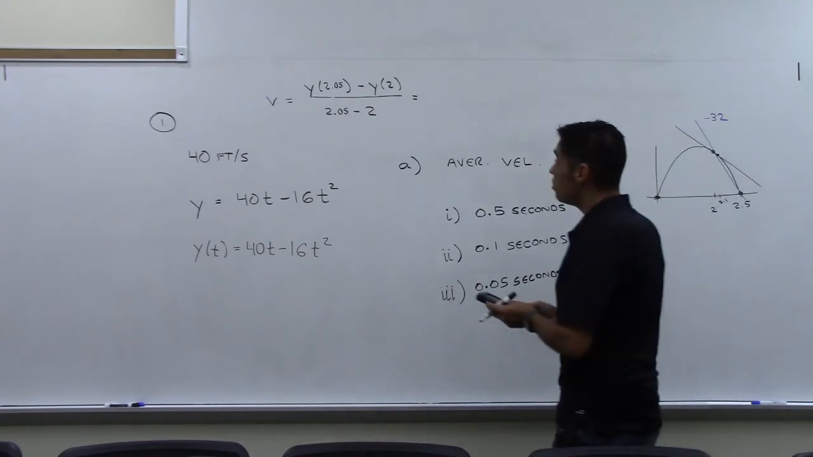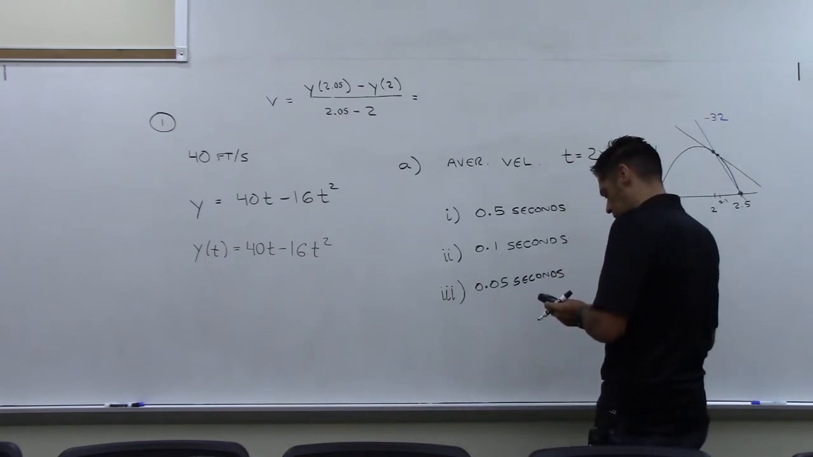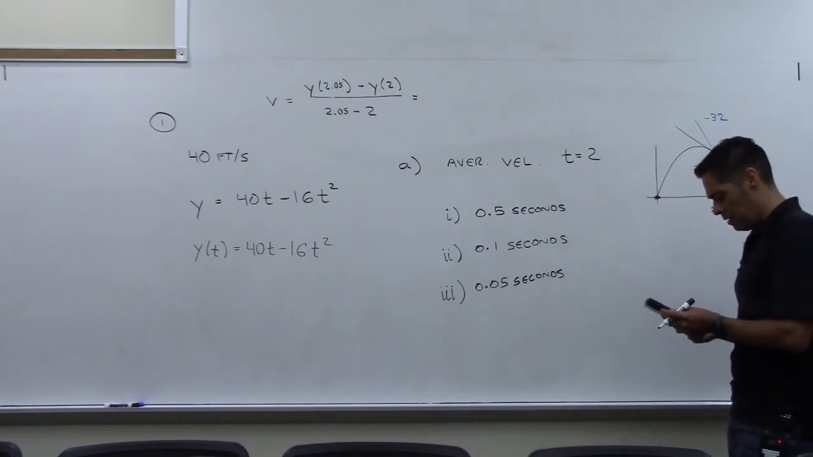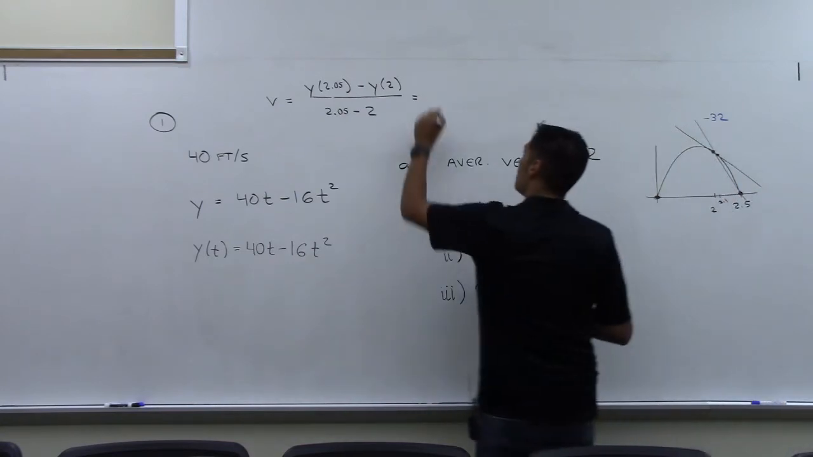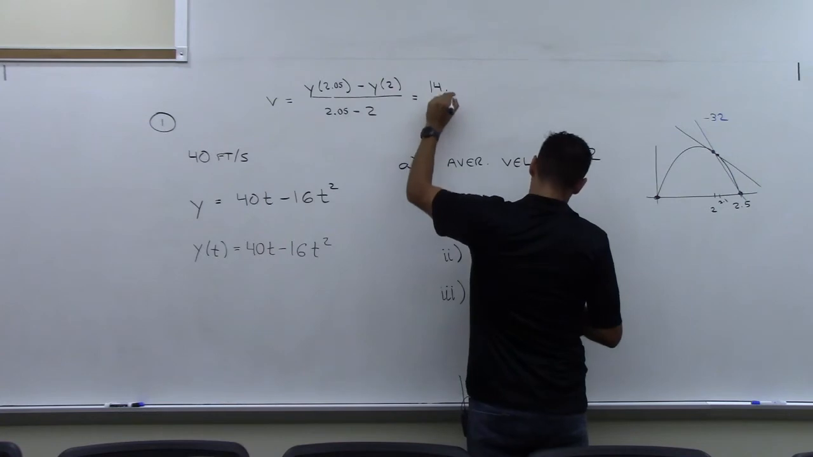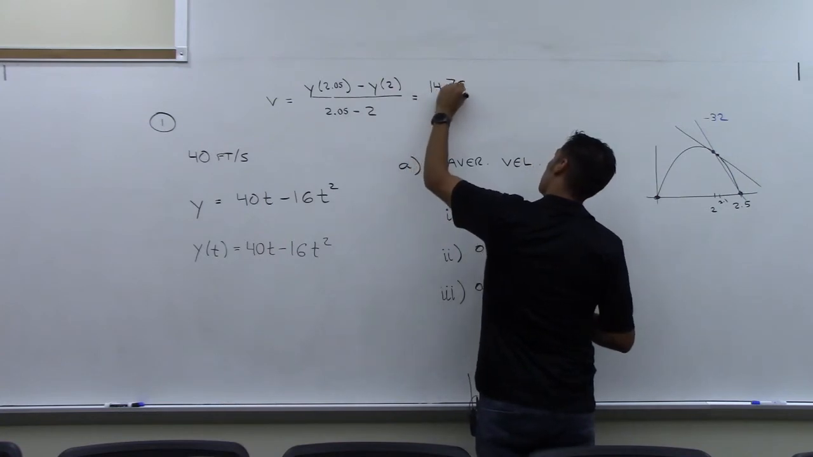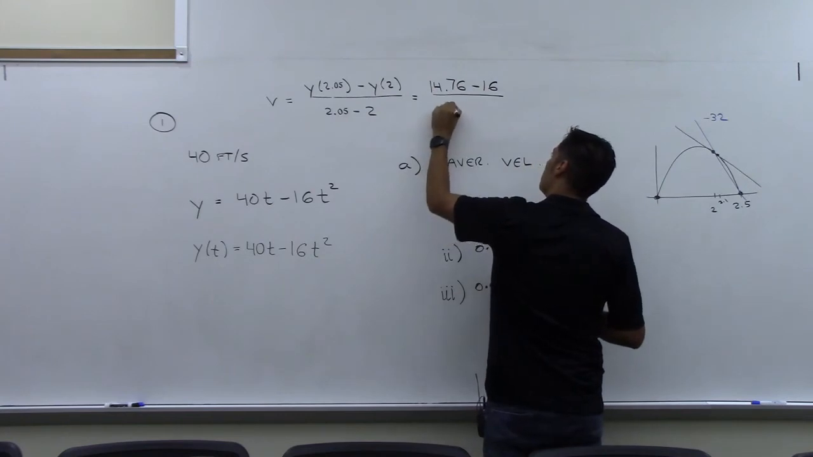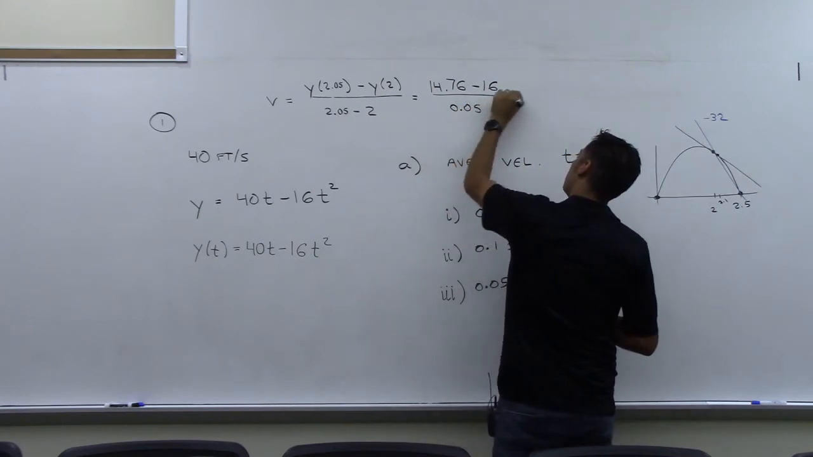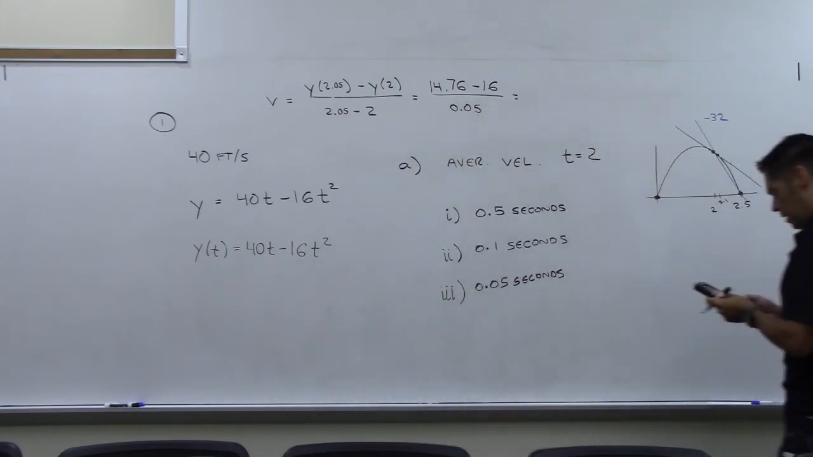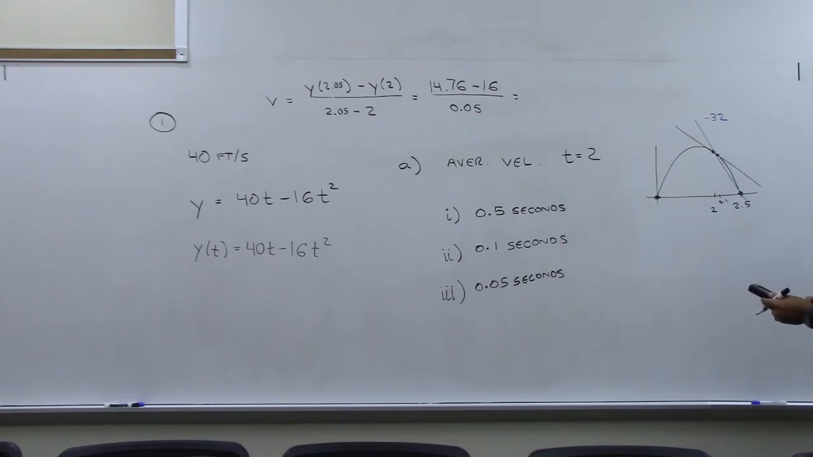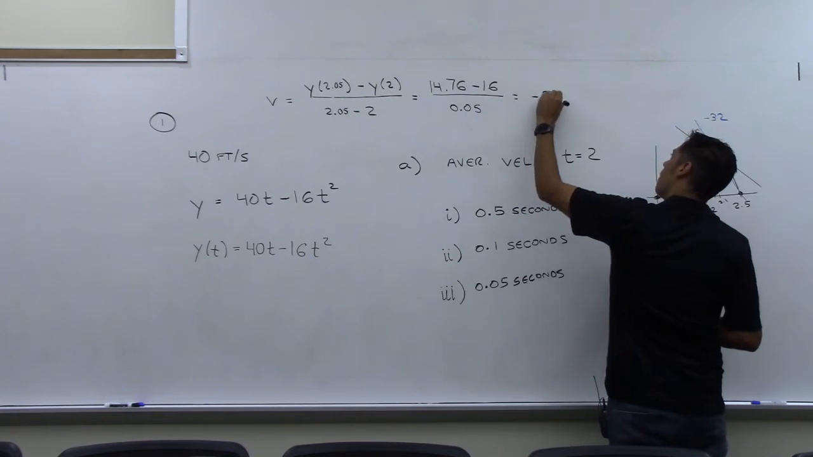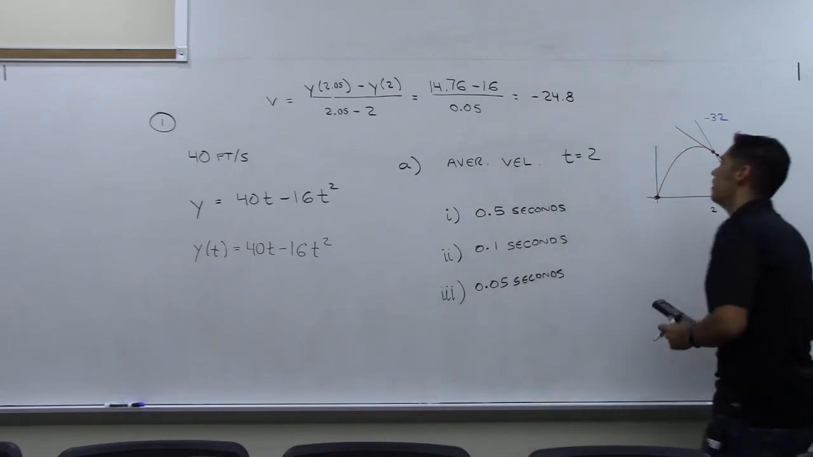So 40 times 2.05 minus 16 times 2.05 squared. 14.76 minus 16, that didn't change. This changes though, 0.05. And I'll do that real quick. Negative 24.8, okay.